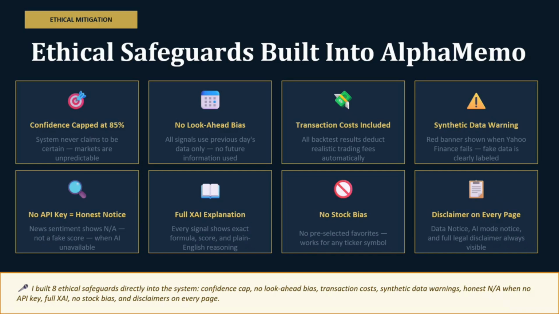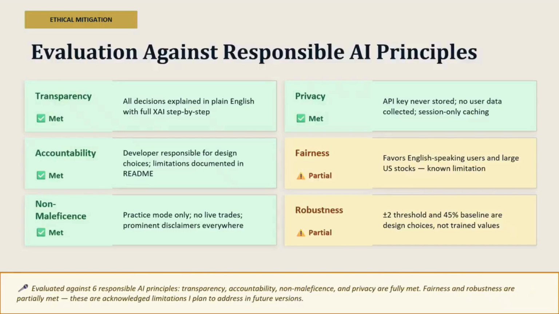How does this measure up against professional AI standards? I evaluated AlphaMemo against the responsible AI principles. Transparency, accountability, non-maleficence, and privacy are fully met. Fairness and robustness are only partially met. The app still favors English speakers and large US stocks. The scoring thresholds are my own design choices, not statistically trained. And that gave me a clear roadmap of what comes next.